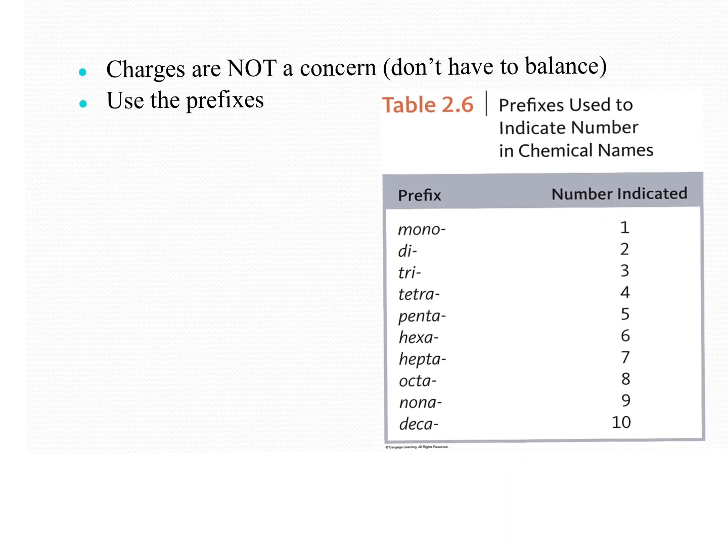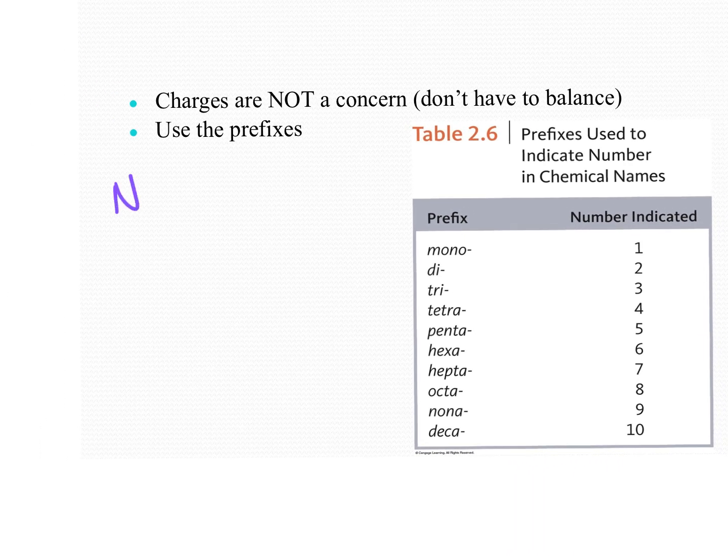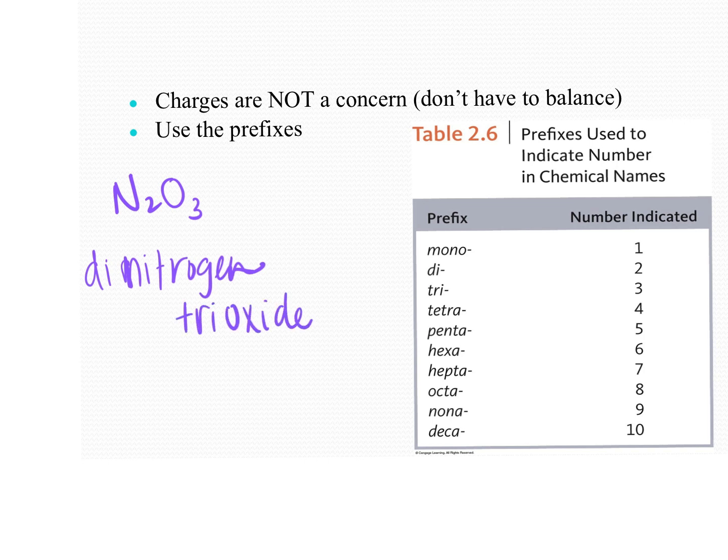Let's just try a couple here. These are simple. Okay, so what if I have this? N2O3. What would I call it? No crisscross. I just name it exactly as is. So I would call it dinitrogen. It keeps its regular ending. Dinitrogen trioxide. Second one gets an IDE. Okay, dinitrogen trioxide.